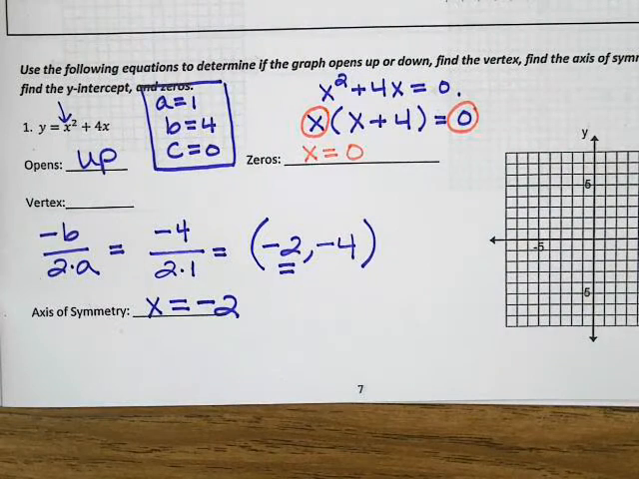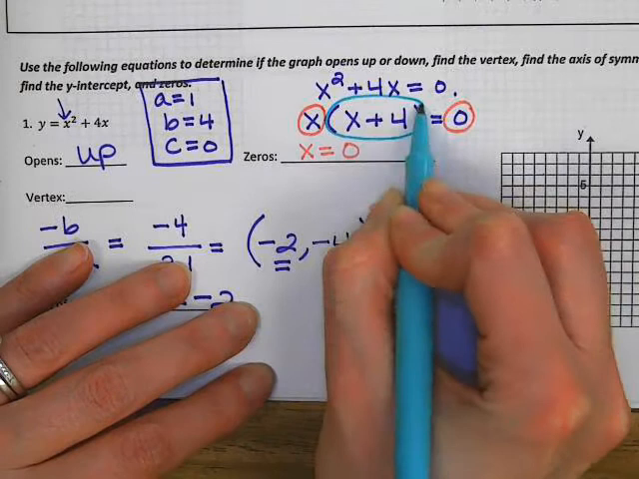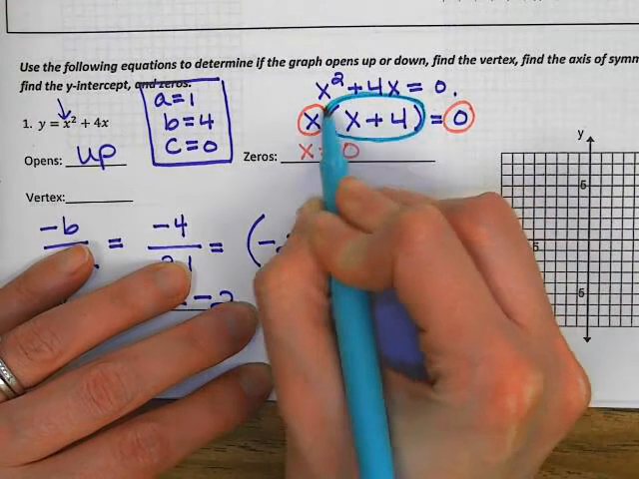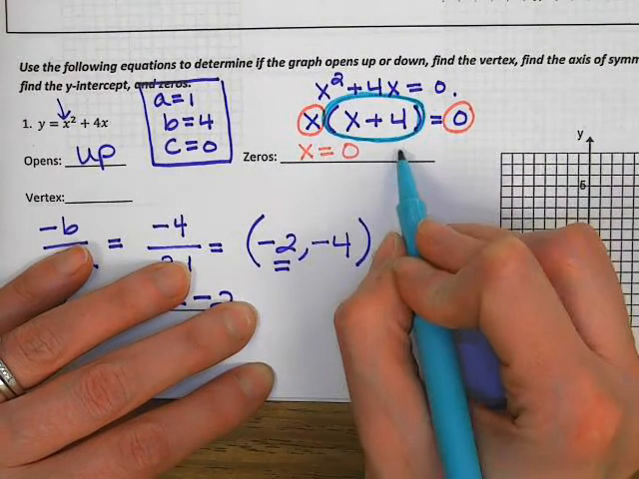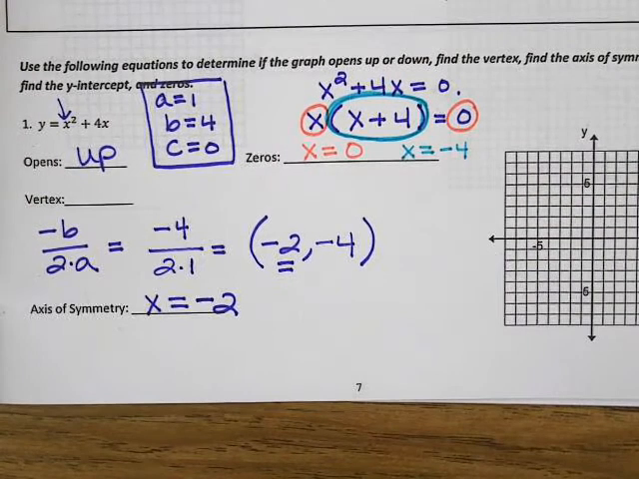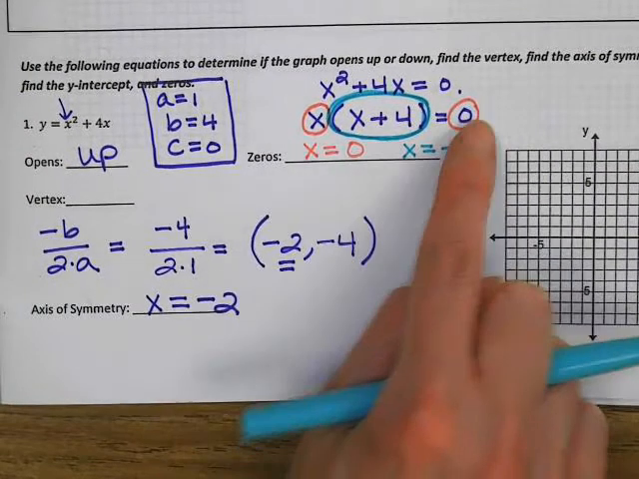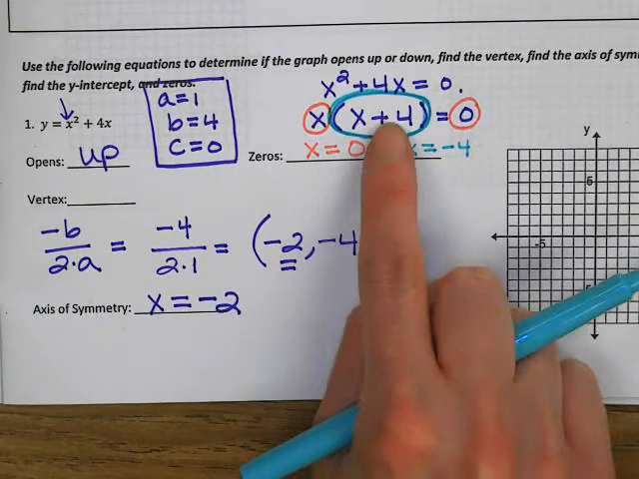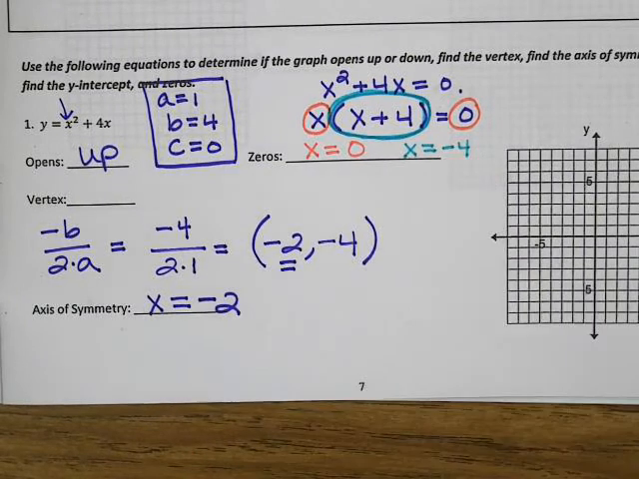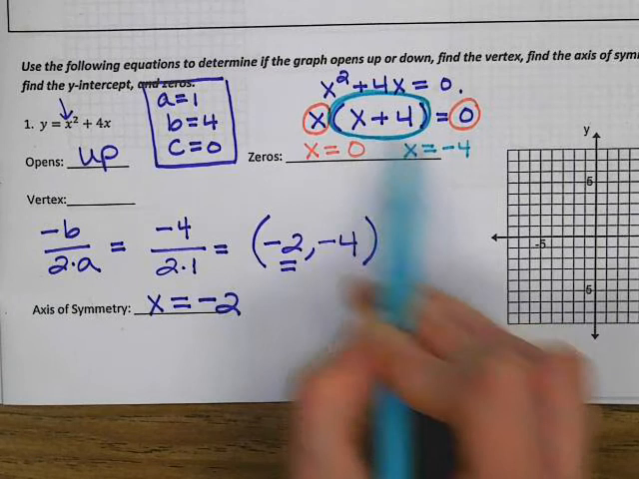If there's something with a plus or a minus, it's always just the opposite. So do you guys see how this says x plus 4? That means that the solution will be negative 4. It's always the opposite of what it is. If it's single, it's just 0. If it's plus or minus something, it's always the opposite, because that negative 4 is what would make this 0. So it's always opposite.